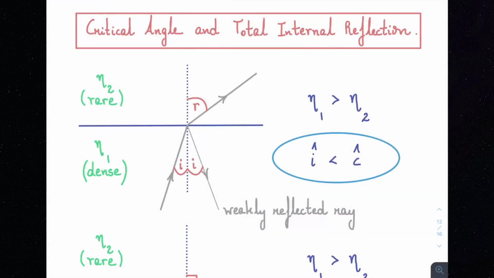If we now consider a light ray traveling from a dense to a rare medium, meaning that the light ray is incident onto a medium having a lower refractive index, in other words, eta 1 is greater than eta 2, then for a sufficiently small angle of incidence, the light ray is refracted into medium 2 accompanied by a weak reflected ray in medium 1.